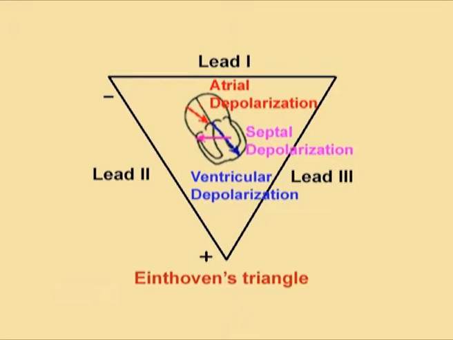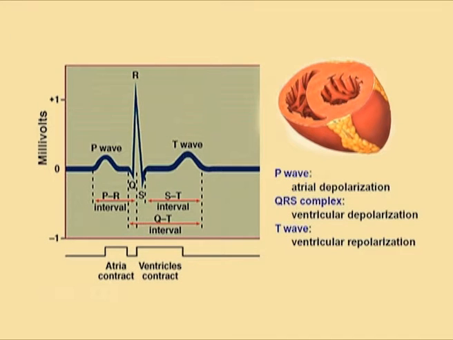If you see this diagram, you will be able to make out that this forms a triangle of positive and negative leads. It is called Einthoven's triangle, wherein the atrial depolarization is almost exactly parallel to the axis of lead 2, which is from RA to LL. A positive deflection of P results.